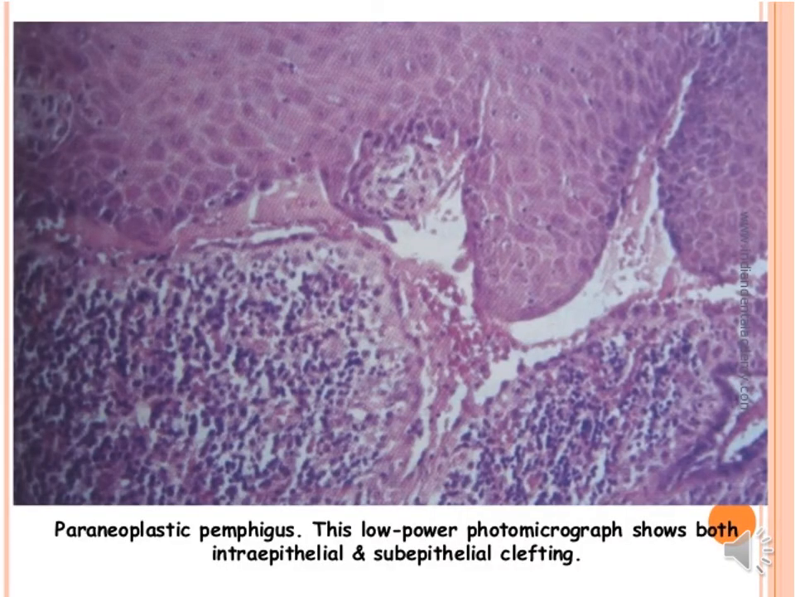This figure shows the histopathology of paraneoplastic pemphigus. This lower-power photomicrograph shows both interepithelial and subepithelial clefting. We can see the spacing between the basal layer of the epithelium and the epithelial layer.